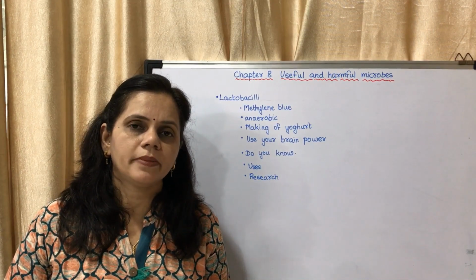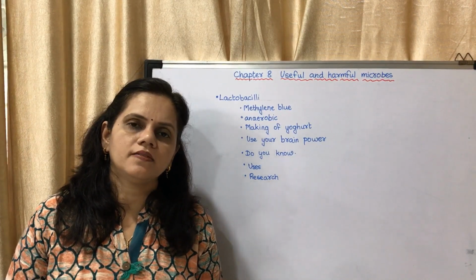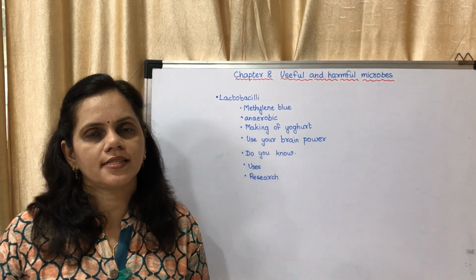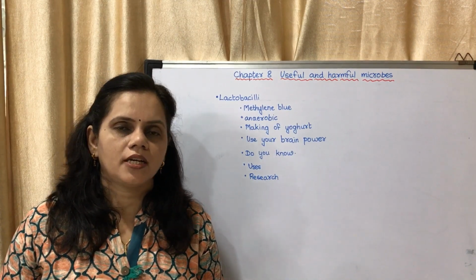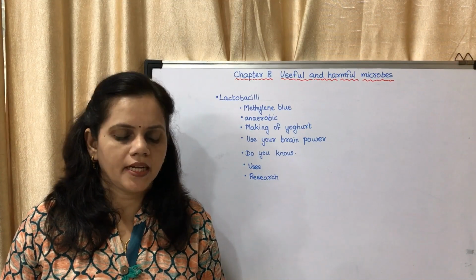What do you mean by objective? It is the lens of the microscope. When you observe them under the microscope, you can see them as rod shaped organisms, blue colored, because the stain which we have used is methylene blue.